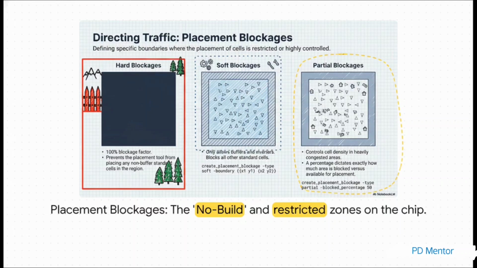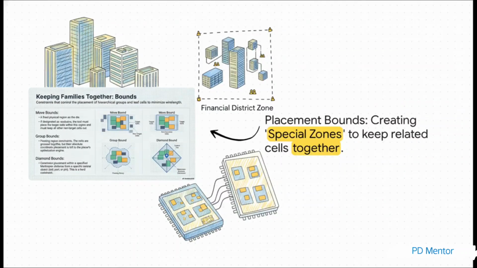Maybe it only allows essential utility cells like buffers. And then a partial blockage is like a density limit, telling a neighborhood it can only be, say, 50% developed. Then you have something called bounds, which are honestly best described as special economic zones. These are rules that force a whole group of related components to stay together inside a specific region. It's like telling all the big banks they have to build their headquarters in the downtown financial district just to make sure they can all communicate with each other as efficiently as possible.